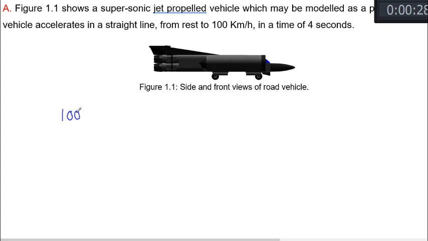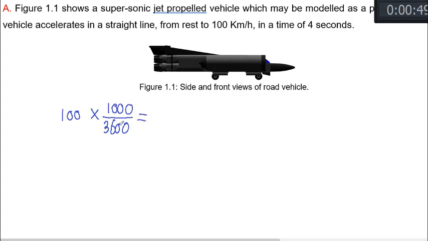Now to convert that to meters per second, we're going to multiply the top by 1,000, because to get from kilometers to meters you multiply it by 1,000, and we're going to divide by 3,600, since to get from hours to seconds you have to divide by 3,600 in this case because it's in the denominator. You actually multiply by 3,600 normally.